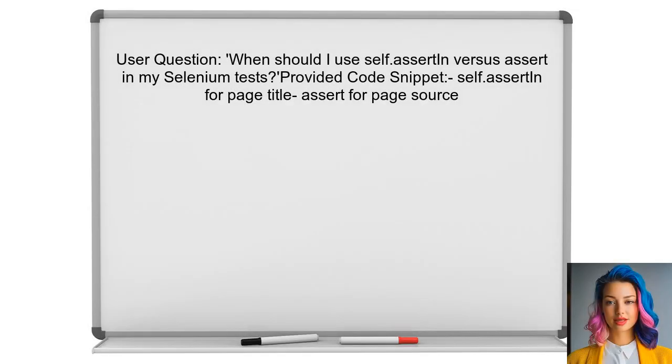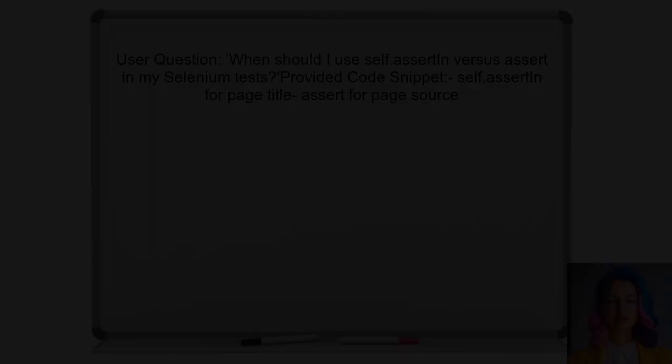Let's look at a specific case. One user asked, when should I use self.assertIn versus assert in my Selenium tests? They provided a snippet of their code where they used self.assertIn for checking the page title, but opted for assert when checking the page source. Sound familiar? Let's break this down.